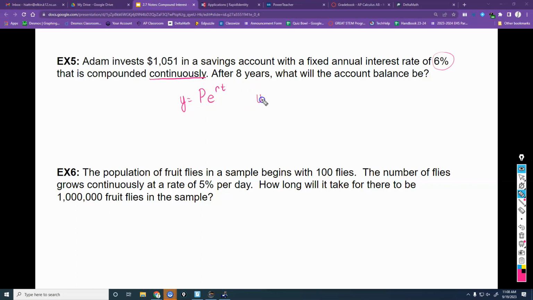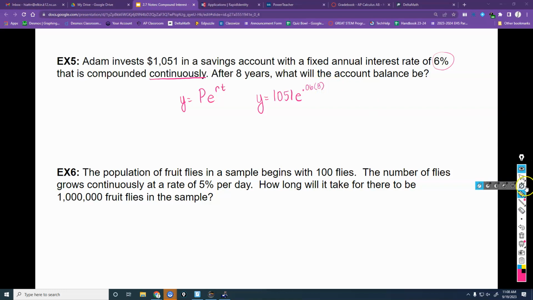And for this, P is still your principal. It's what you start with, so you'd have 1051. e is a number in your calculator. You're going to use that number in your calculator. r is the rate. It needs to be a decimal, so it's going to be 0.06. And then your t is your time, and that, in this case, would be 8.